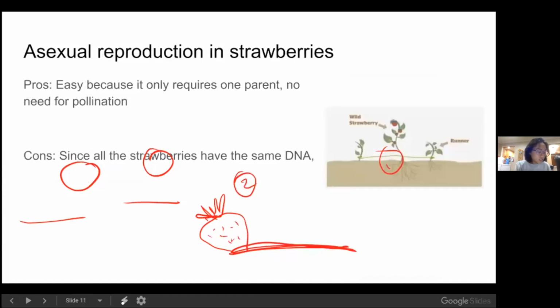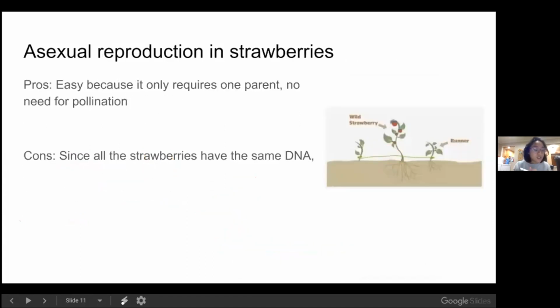So this has its pros and cons. A pro, one good thing about asexual reproduction, is that since it requires only one parent, it's really easy. There's no need for pollination. There's no need for a second plant to get involved. All it does is this one strawberry plant shoots out a runner, shoots out another runner, and then it can make two new strawberry plants all by itself, right? That was quick, that was easy.